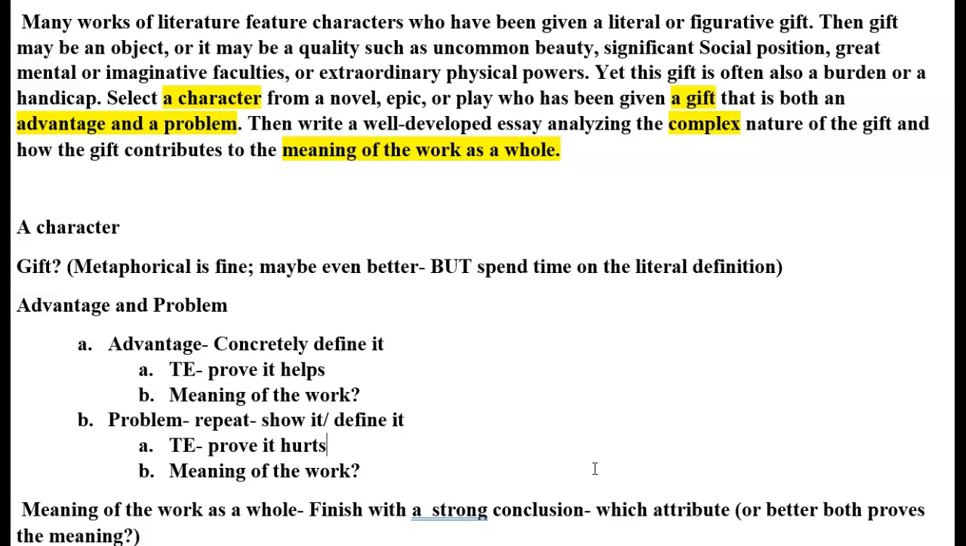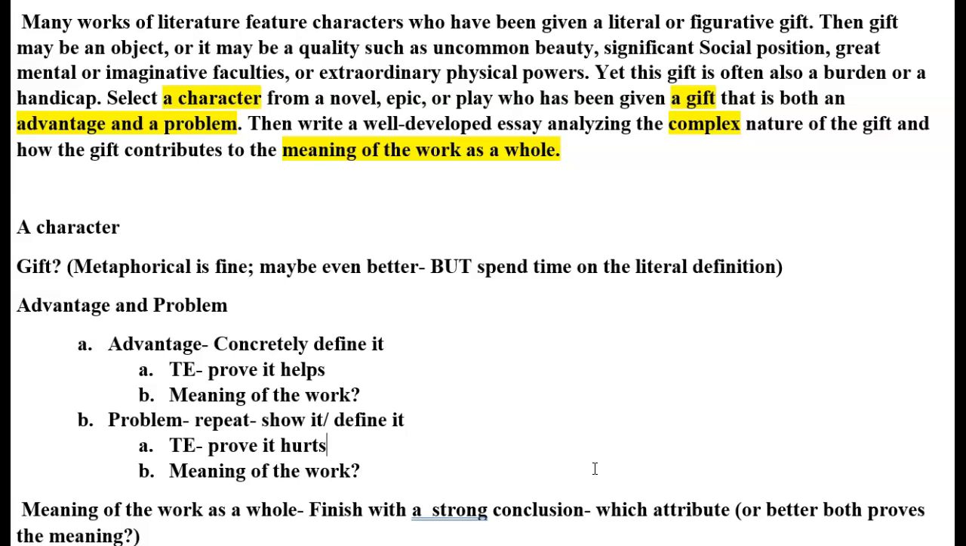Again, we're going to focus on the world of the novel and how that is true within the world of the novel. So if you cannot in your gut agree with one of those things, don't write about it because it's not going to work for you. But if you feel like you can really attach to something like gender or race, then go ahead and write that essay. It'll be a great essay.